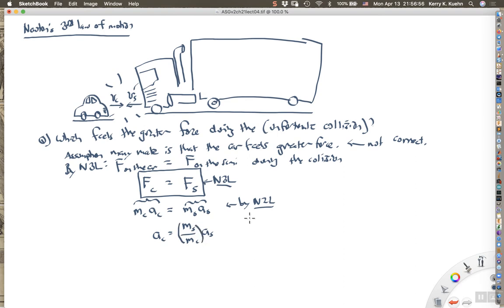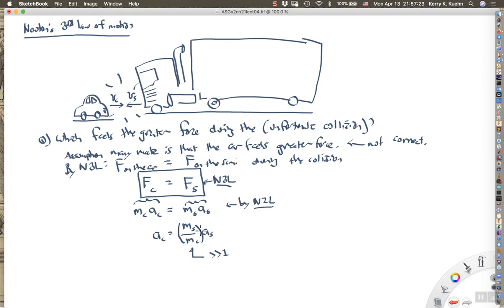Which body, which mass experiences the greater acceleration? Well, the mass of the semi, the numerator of this formula, is huge because the mass of the semi is very big compared to the mass of the car. In other words, this quantity is much, much bigger than 1 because the mass of the semi is enormous compared to the mass of the car.